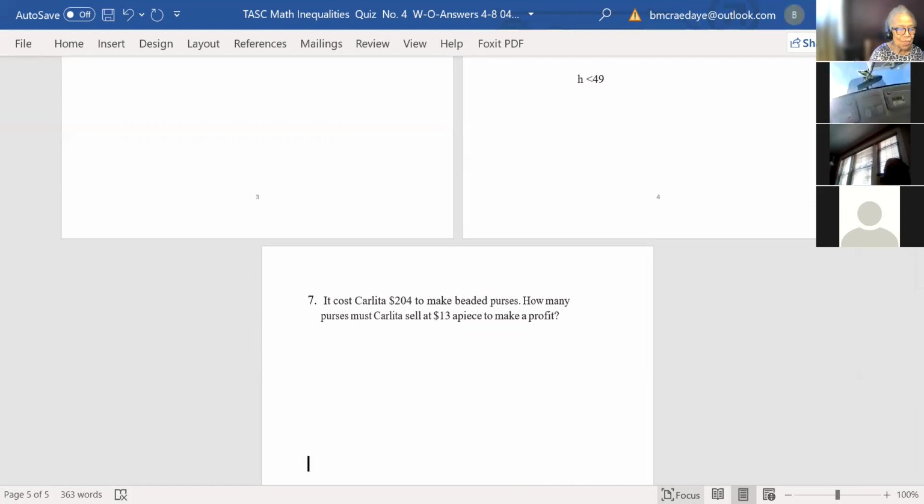It cost Carlita $204 to make beaded purses. How many purses must Carlita sell to make a profit? How do you define profit? No, I mean in words. What is profit on something? Growth, increase, okay.